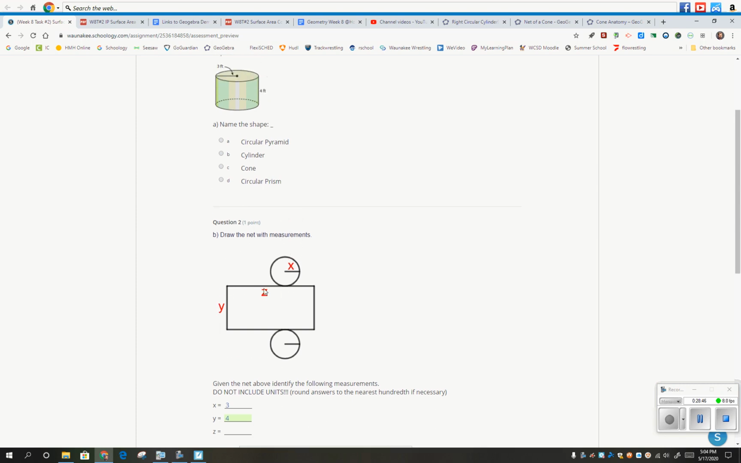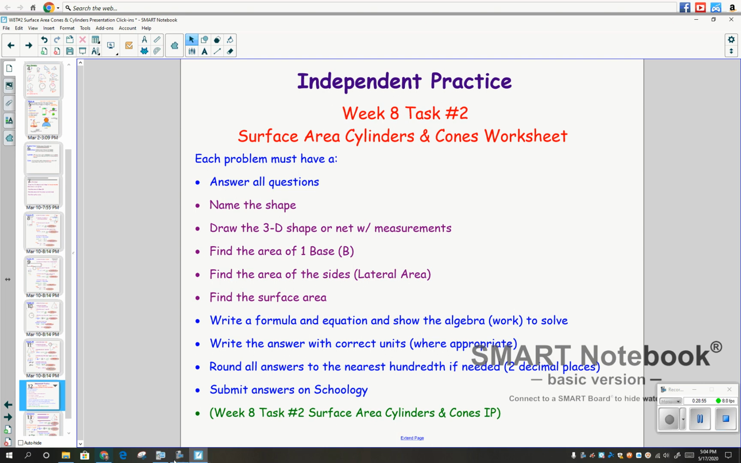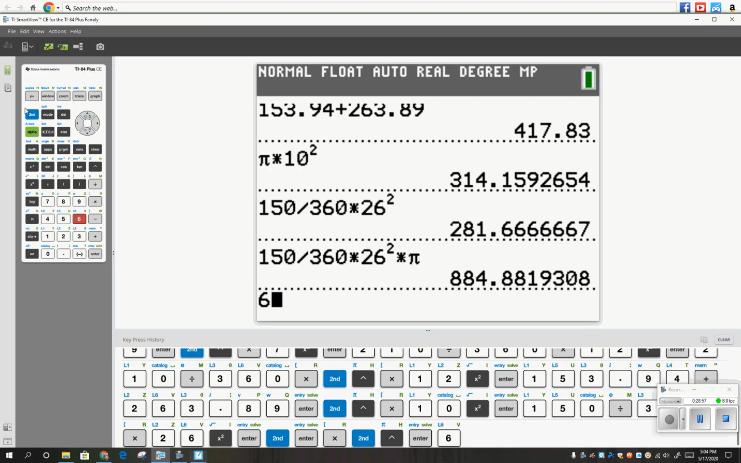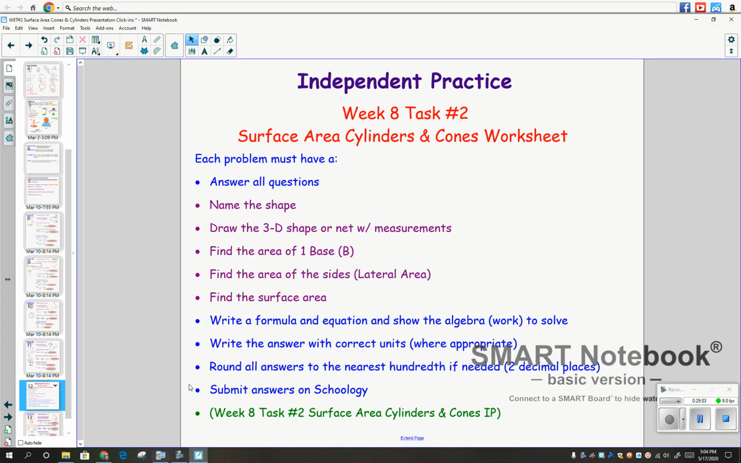Oh, remember that equals the circumference of the base. So if the radius is 3, the diameter is 6, so the circumference is 6 pi. So let's find out what 6 pi equals, and it's 18.85.